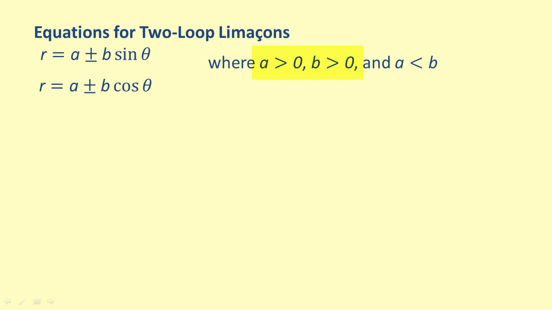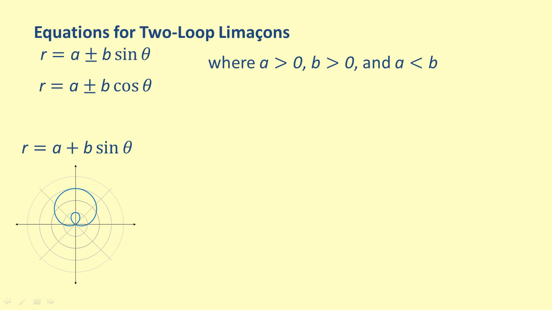Here we have that a and b are both greater than 0, but a must be less than b. Again, we have four equations that will give us the graph of a two-loop limaçon. The first equation we'll look at is r equals a plus b sine theta. This equation gives us this graph.